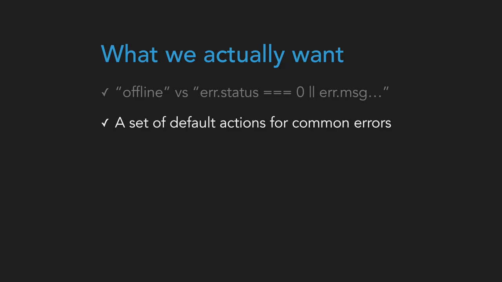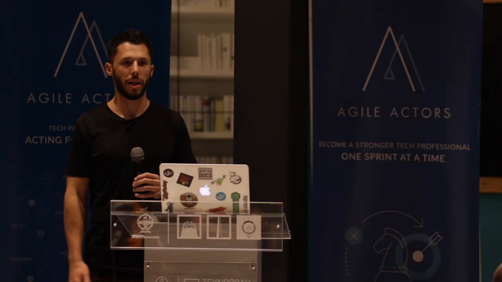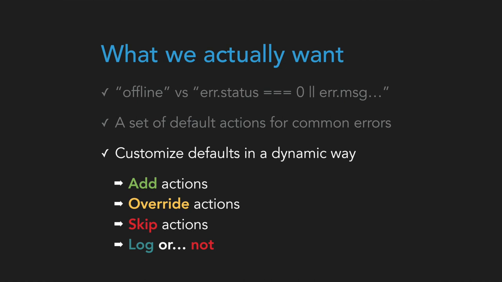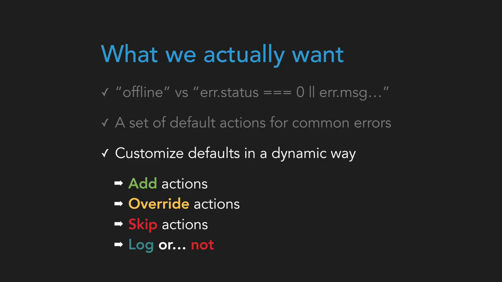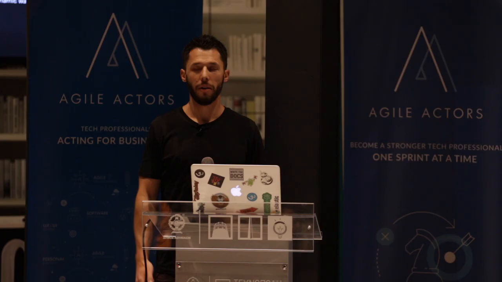And we need a set of default actions to deal with common cross-cutting concern errors. And we want to be able to customize all of that whenever it is needed. Okay, we need to be able to customize it by adding actions like the profanity validation thing here, override actions, skip actions at will, and decide whether we should log something or not. For example, we may be aborting calls in order to throttle a search query. Why should we log that? I mean, abort may come as an error on the client, but why should we pollute our error reporter, aggregate, or whatever with these kinds of errors?